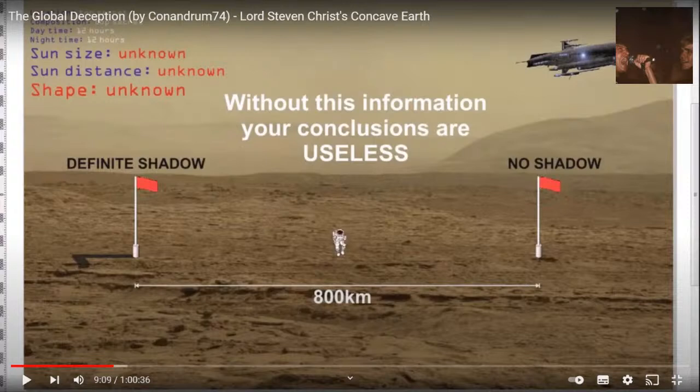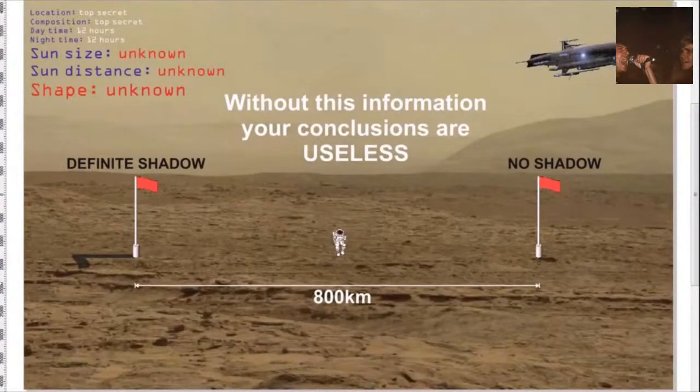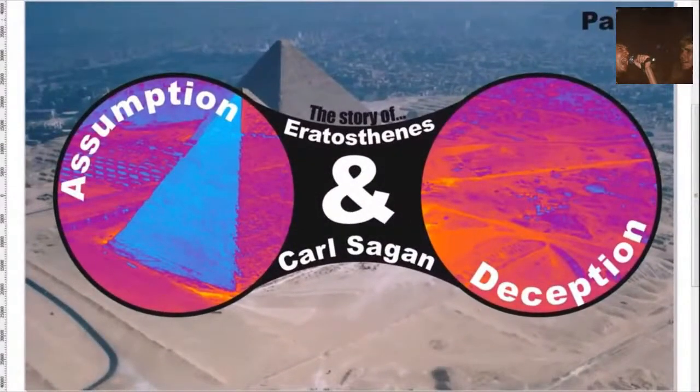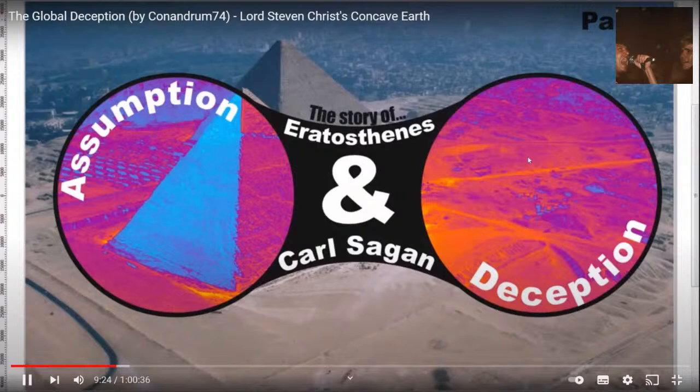But yeah, real joke. So what we're watching here is Conundrum 74. This is a concaver who did quite a bit of work. It's pretty cool. I think he's got a lot of really good points here. Are useless in this experiment. Part 2. Assumption and Deception. The story of Eratosthenes and Carl Sagan.